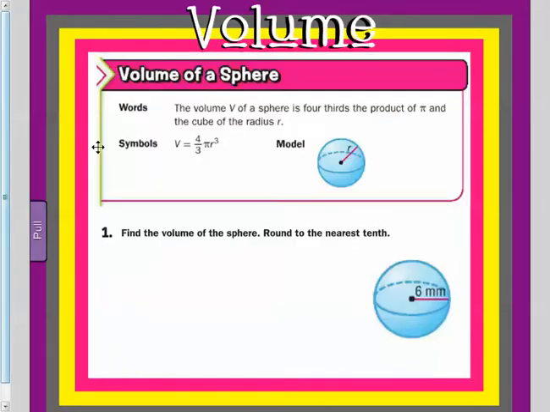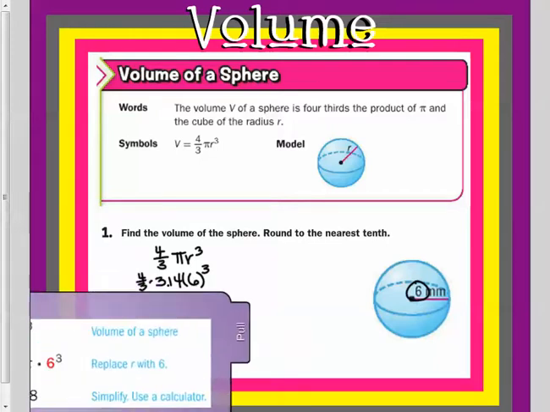So the volume is 4/3 pi times the radius, but we're going to cube the radius. So find the volume of the sphere and round to the nearest tenth. We're going to first plug in our formula, 4/3 pi r cubed. And we're looking for radius. Do we have it? Yes. We have 6, so we have 6 cubed times pi times our 4/3.